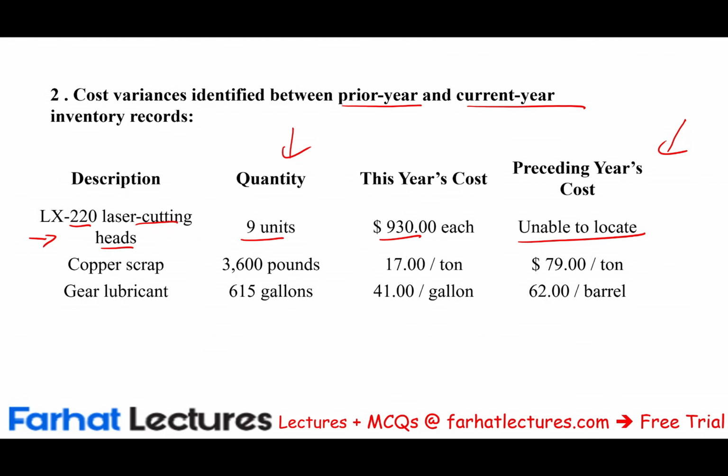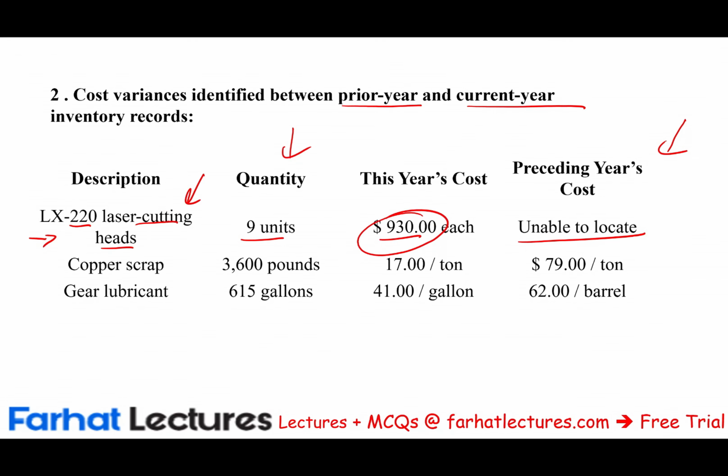You want to take a look to identify the difference, the cost variances between how much we paid for these LX220 laser cutting heads last year and this year. How would you resolve this? I'll look at the invoices for last year, and the invoices should show me. So if we bought them from this company, go to last year: how much were we paying for the units? This year was $930. How much were we paying last year?